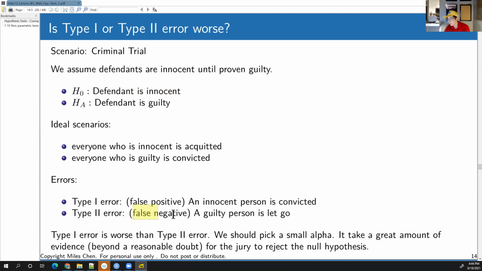The type 2, the false negative, means the jury did not reject the null, okay? The jury says, we do not make a guilty verdict, right? The jury finds the defendant not guilty, but in reality, the null was wrong, the alternative is true. In reality, the defendant actually is guilty, should have been convicted, okay? But that guilty person is let go, right? And we want to avoid both of these things, right?